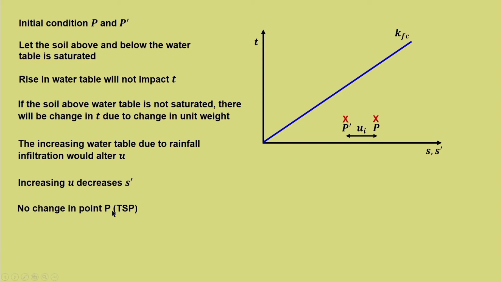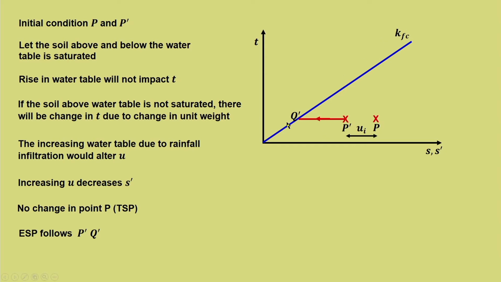So, there is no change in point P, that is, the total stress point is not going to change. ESP follows P dash Q dash. Now, there is no change in T, but S dash decreases, which means that the stress path will be in this direction, and that P dash Q dash gives the respective effective stress path. Now, there is no requirement that Q dash has to always be on K.